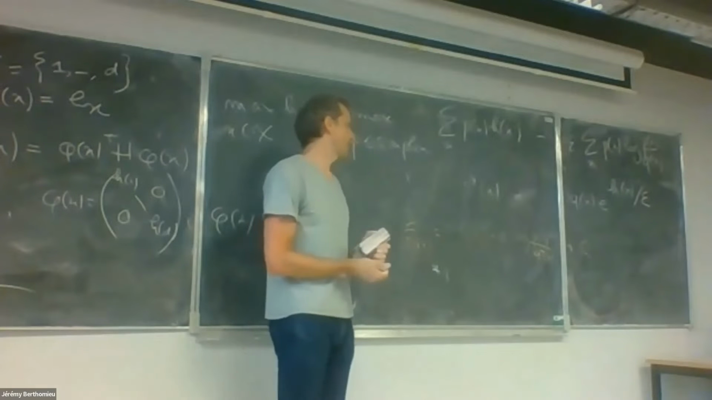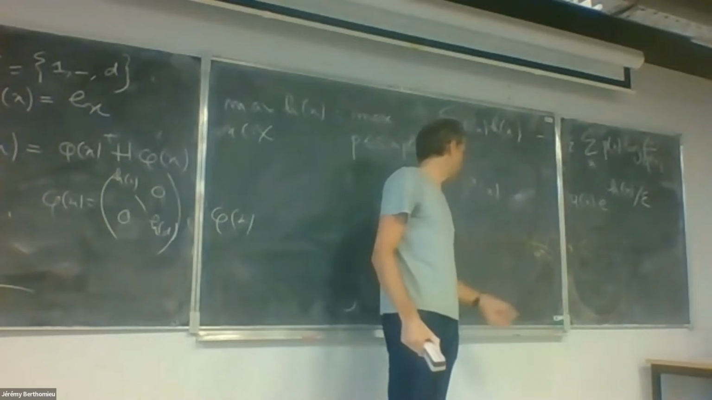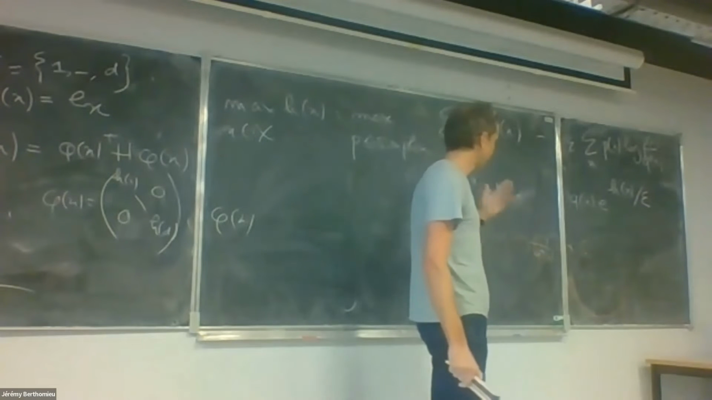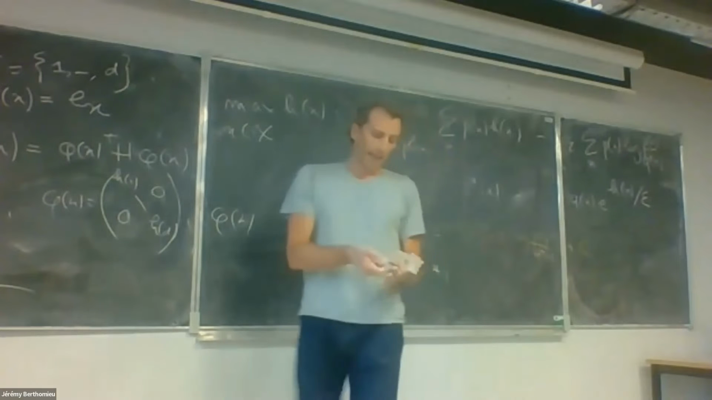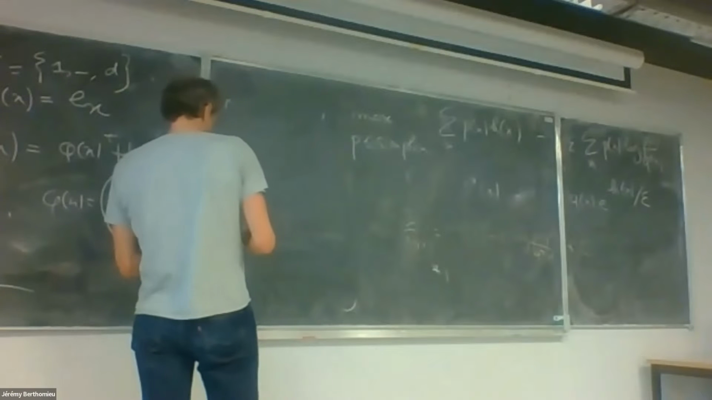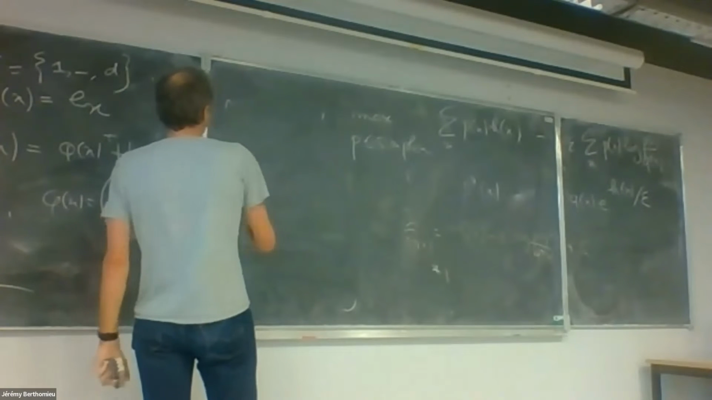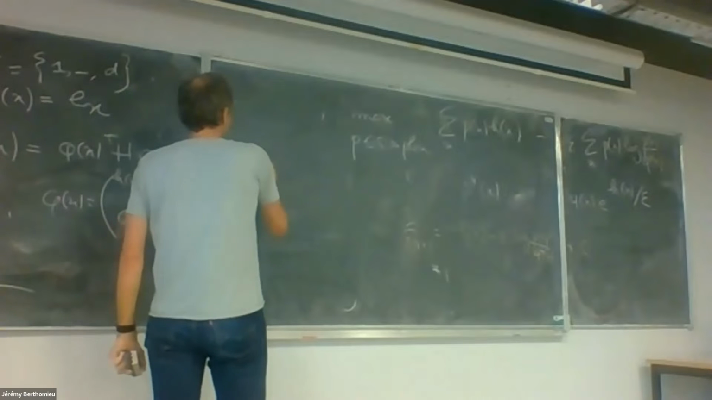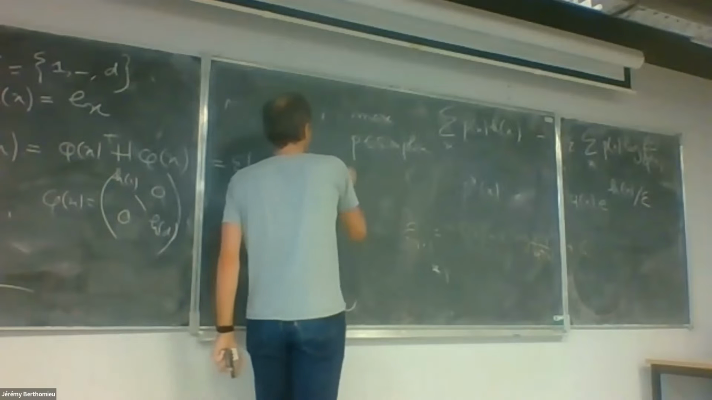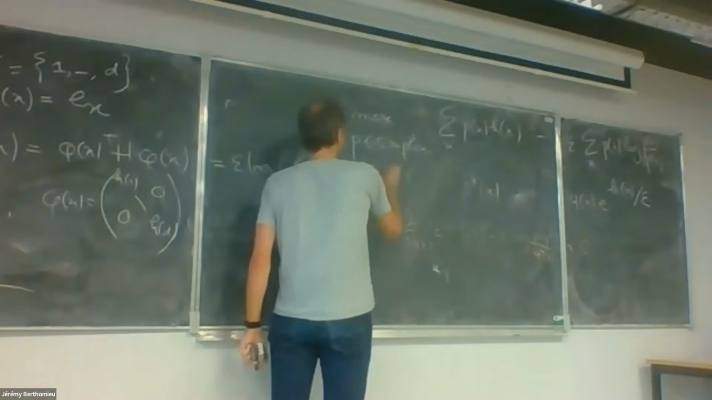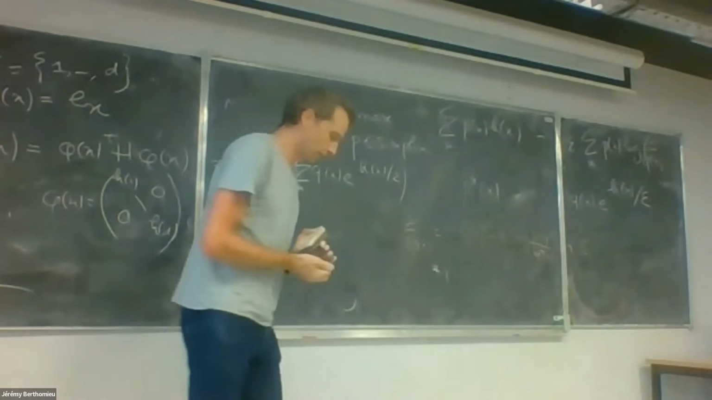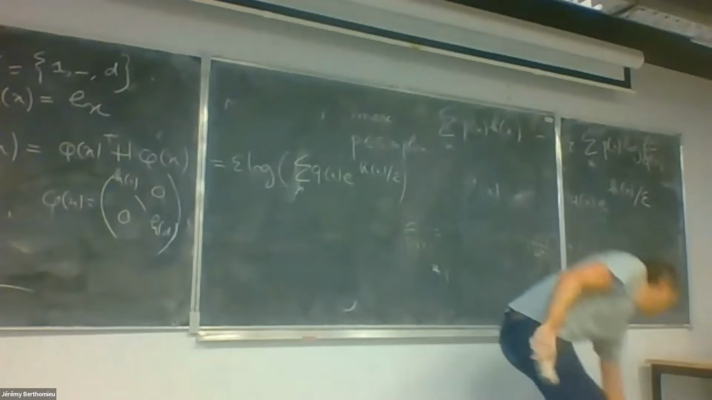Now log of P of x over Q of x has to be proportional to h of x over epsilon, and if you take the exponential you get that. At the end, for the max you get something nice, which is the smooth maximum: epsilon log of the sum over x of Q of x times exponential of h of x over epsilon. The traditional log-sum-exp function.